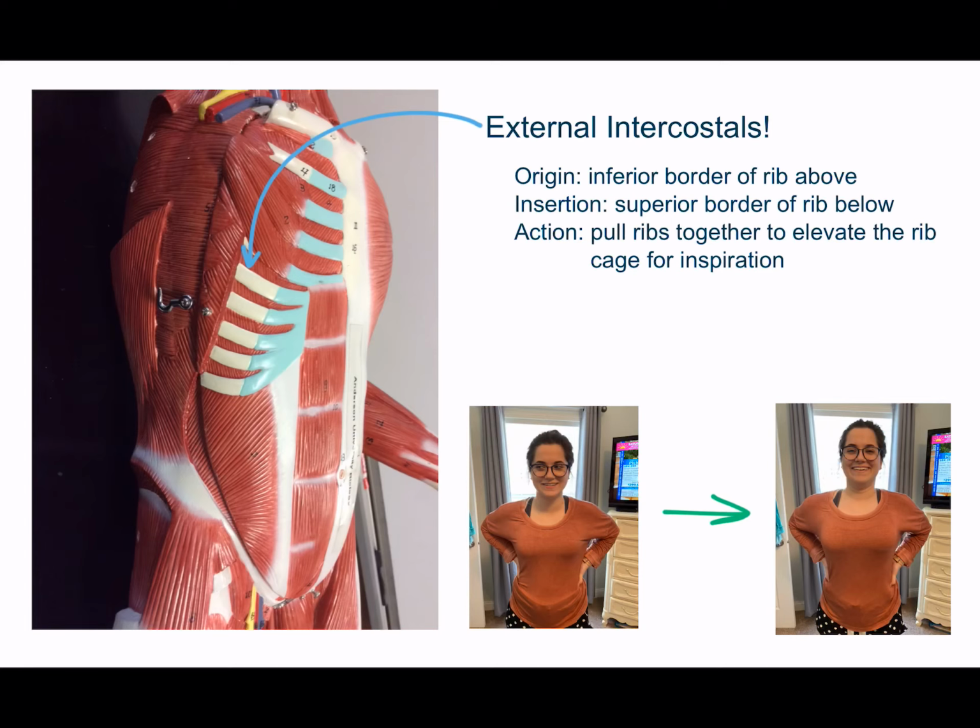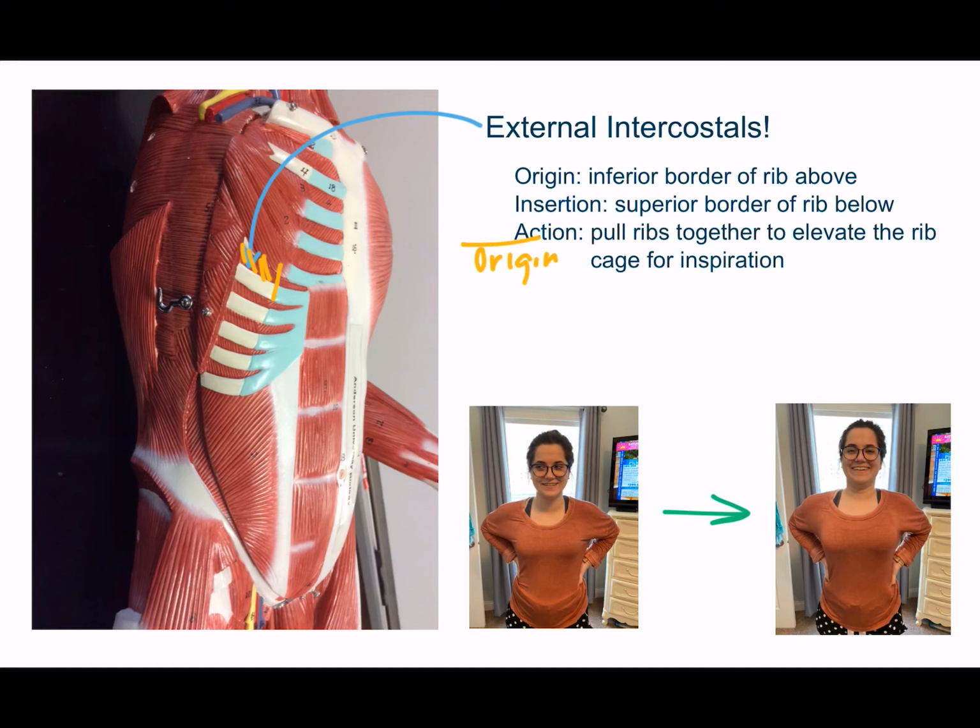So your external intercostals are in between your ribs, your costal bones. So they're intercostals. They're between your costals. The external ones you see here, they're the ones that are running like this. They kind of stop right here. They originate on the inferior border of the rib above, that's the origin. They're going to insert at the superior border of the rib below.